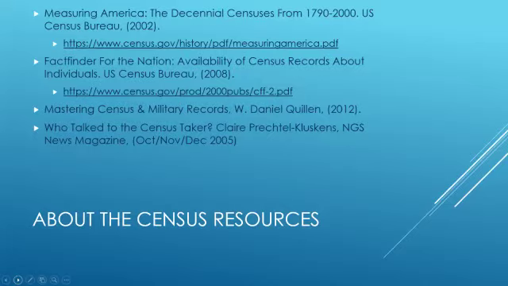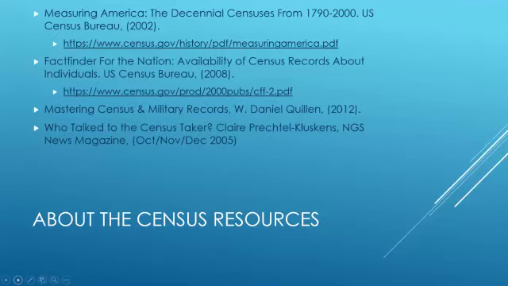I recommend downloading it as a PDF so that you can do the Control F, the find function, so that instead of flipping through the book, you can just do it on your computer. It's also green, save paper, don't print it because it's a big publication. Keep it on your computer for when you are researching your family history through the census. The Fact Finder for the Nation, this is a nice little handout. This talks about the availability of census records about individuals. And I directly quoted this resource when I talked about the 72-year restriction.